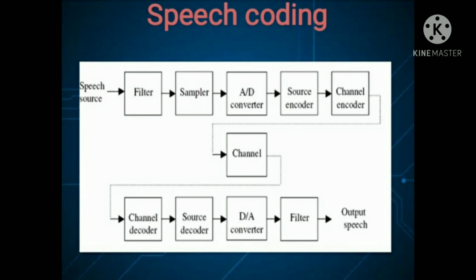This signal is applied to the D to A converter, which is used to convert the digital signal into an analog signal, and this analog signal is again applied to the filter, which removes the noise present in the signal, and the filtered output we get as the output speech.